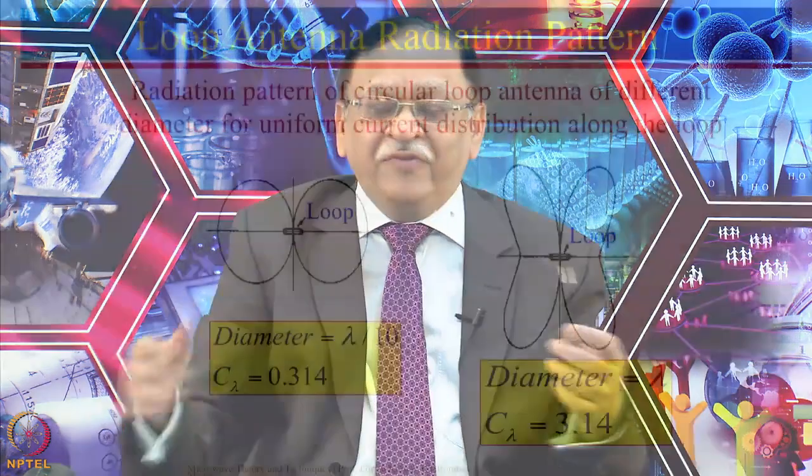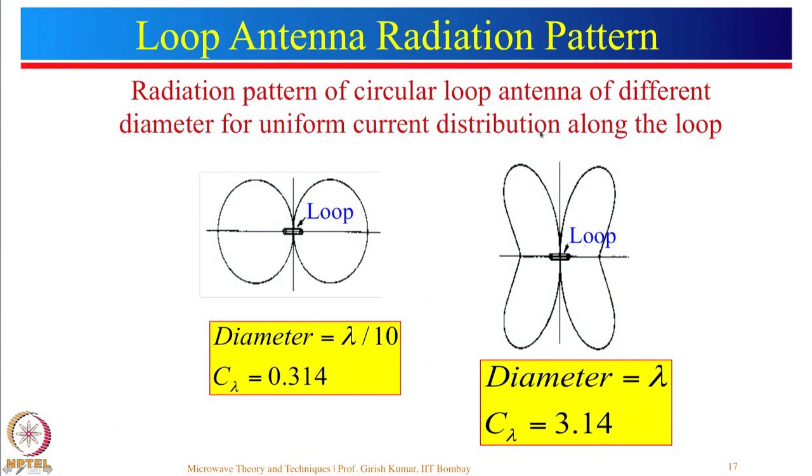A current carrying loop antenna can be thought of as a magnetic dipole antenna. So all the analysis which we have done for the dipole antenna will be valid for the loop antenna. All you have to think about is that E field now becomes H field, and H field now becomes E field. Here the radiation pattern of the loop antenna is shown for two different diameters. This is for diameter equal to lambda by 10. Then what will be the circumference? Circumference is equal to pi times d. And what is this C lambda? C lambda is C divided by lambda, or in other terms, you can say it is C normalized with respect to lambda.